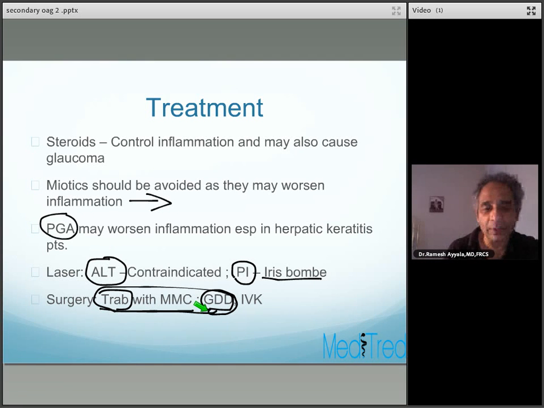But remember, these eyes are kind of tricky. If you use a large plate glaucoma drainage device as a mode of treatment in these patients, the patients can develop hypotony in the long term, something to be aware of.